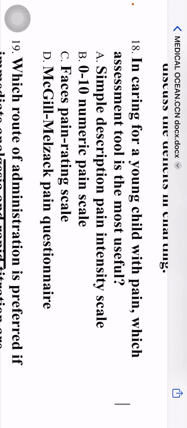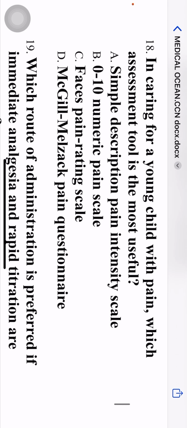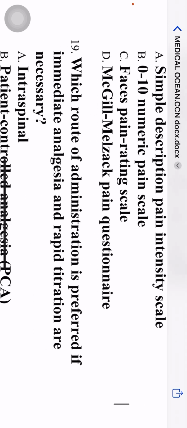Question number 18. In caring for a young child with pain, which assessment tool is most useful? Simple descriptions, pain intensity scales, 0 to 10 numerical pain scales, face pain rating scales, or McGill pain questionnaire. Face pain rating scale. Option C is the correct option because it is for a child.